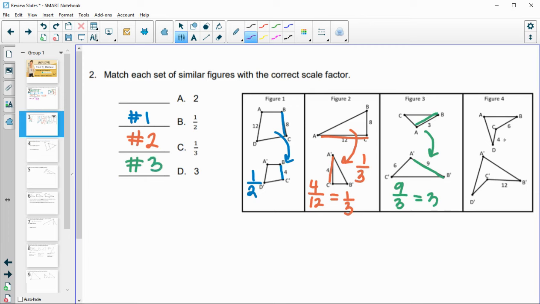And then the final one, when we go from this original to this one, is getting bigger again. Find a corresponding part. So we've got BC and B prime C prime. So B prime C prime is 2 times bigger. So if we did 12 divided by 6, we'd get that scale factor of 2.